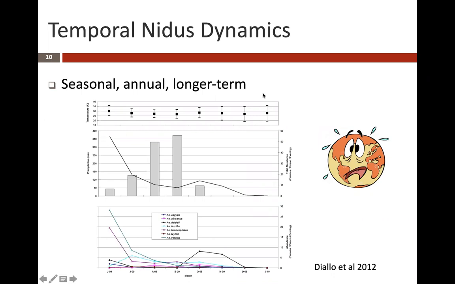In terms of temporal changes, we see them seasonally, annually, but also over decades. Here's just one example from a study that we did in Senegal. The details really aren't important, but what you see here is temperature, which does not change much throughout the year. Precipitation, though, changes quite a bit. And you can see here the abundance of different mosquito vectors over time. There are certain times of the year when the abundance is higher than at other times. And of course, climate change is really messing with a lot of those things as well. So trying to understand how climate change influences vector dynamics is a really critical topic of research.